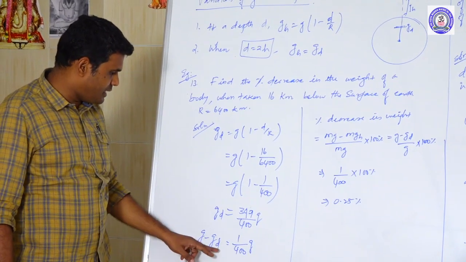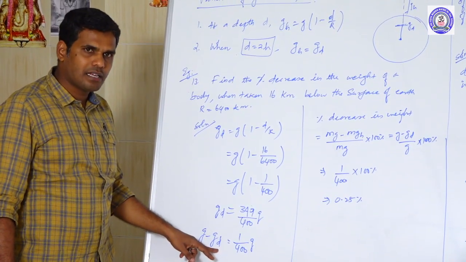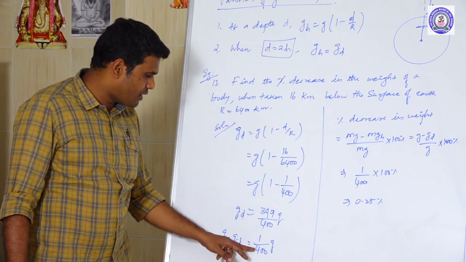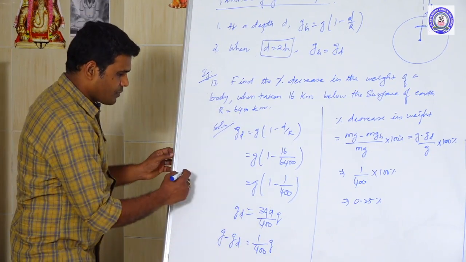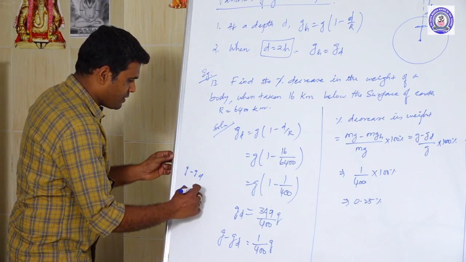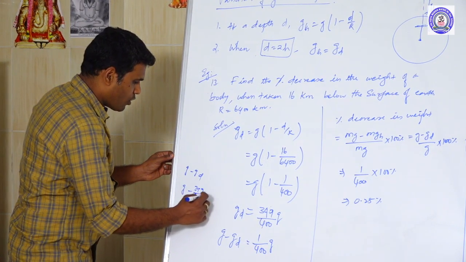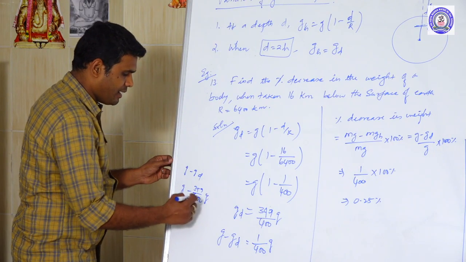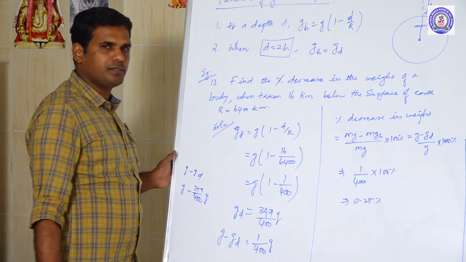So g minus gd. This is the change in the value of acceleration due to gravity, which is 1 divided by 400 g. How? We can write g minus gd is g minus 399 by 400 g, which is 400 minus 399 by 400 into g, 1 by 400 g.